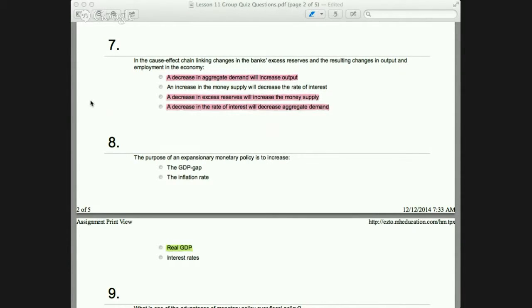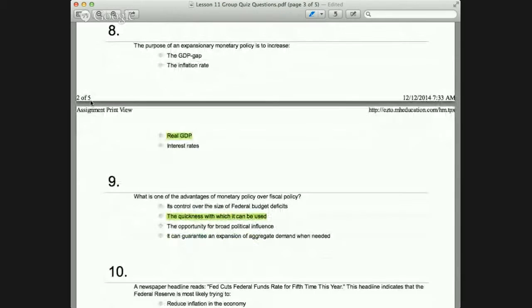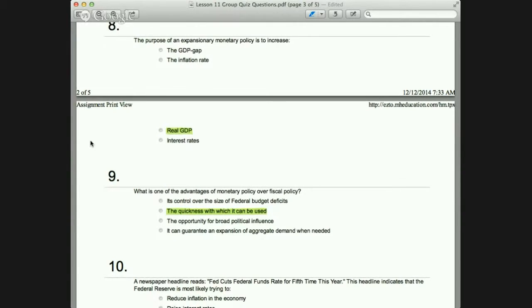Okay, I chose that same one as well. Yep, that makes sense to me. So, number 8 says the purpose of expansionary monetary policy is to increase, and I put real GDP. Yeah, this one took me a while, but I got it. I chose real GDP as well. Okay, because you have the expansionary when there's a GDP gap. So that means that your actual is below the potential, so you would need to increase it.